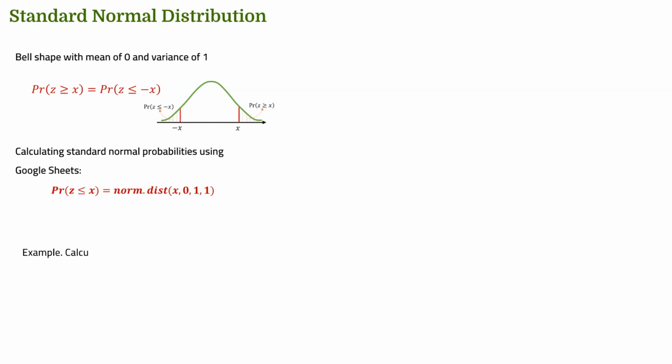Here's the example. Calculate the probability of z greater than or equal to 2. Answer: the probability of z greater than 2 is the same as the probability of z less than minus 2 based on the symmetric property, which we write using NORM.DIST(-2,0,1,1), and the Google Sheet will return 0.0228.